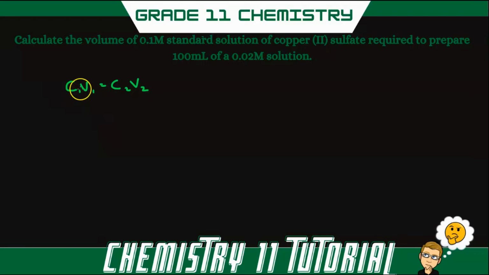So what we want to try and figure out is for what volume of our original solution, which was a 0.1 molar solution, do we need to add to our new 100 milliliter solution to get a concentration of 0.02 molar. So when we divide both sides by 0.1, we can solve for the volume that is required, which turns out to be 20 milliliters. So let's go back to our lab and make this new solution.